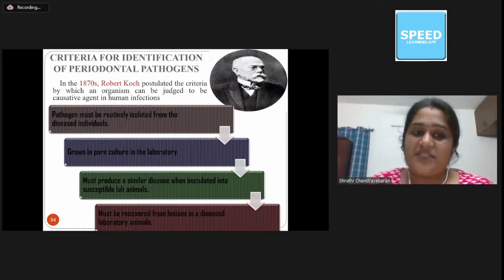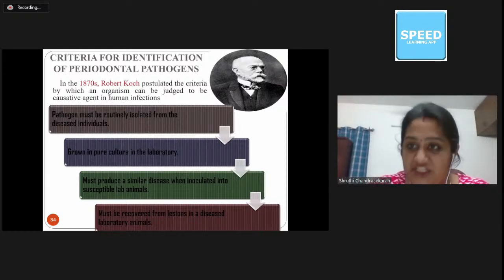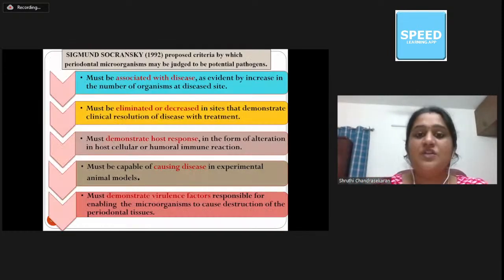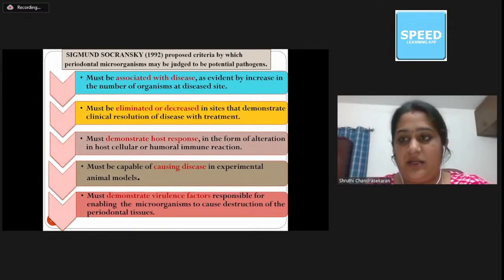The first rule is that the pathogen should be routinely isolated from the diseased individual. It should be grown in a pure culture in a laboratory. It should produce a similar disease when the pathogen is inoculated into another lab animal, and it should also be possible to recover the pathogen from the lesions in the diseased animal. So these are the 4 important Koch's postulates which you will have to learn by heart. Socransky in 1992 modified these Koch's postulates in order to fit them to the periodontal microflora.